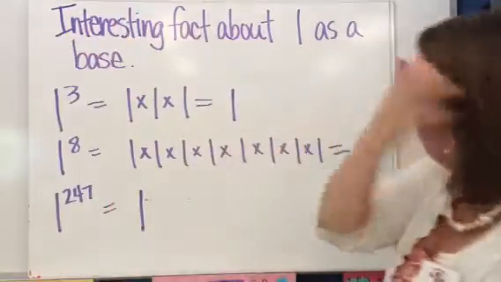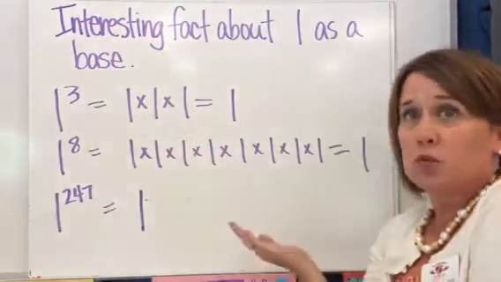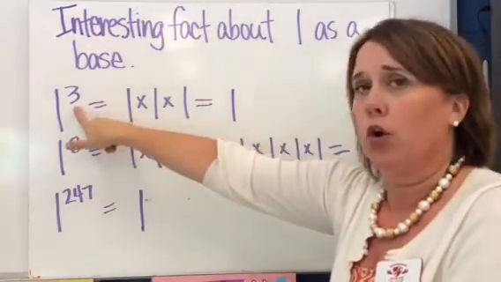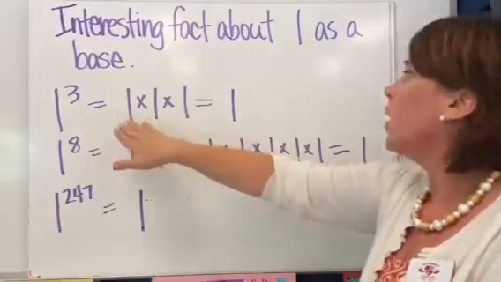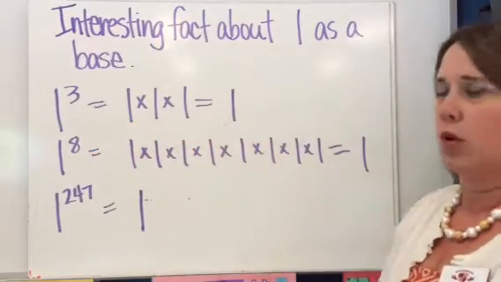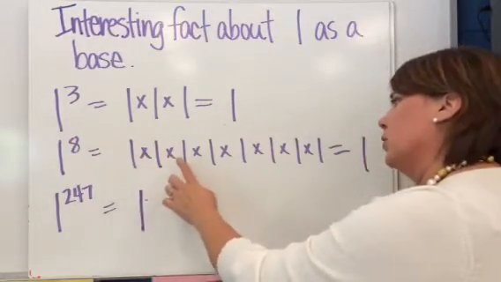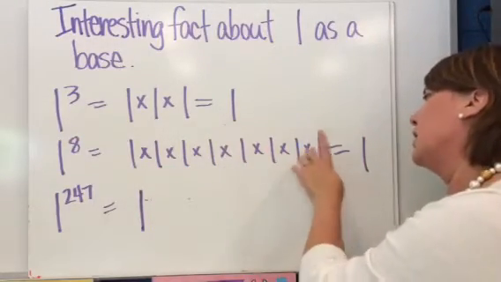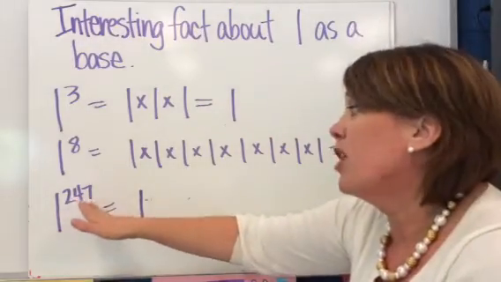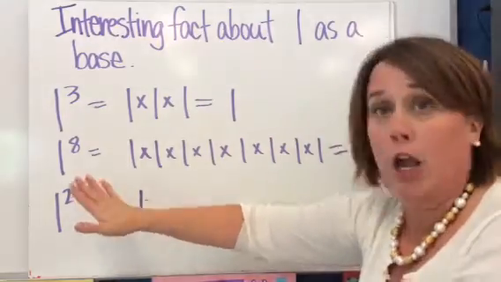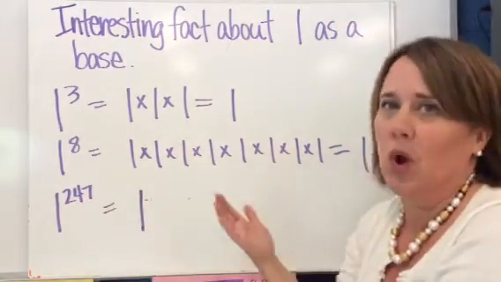An interesting fact about 1 as a base. 1 to any power equals 1. 1 to the third power means 1 times 1 times 1. I can also read that as 1 cubed. 1 times 1 times 1 equals 1. 1 to the 8th power equals 1 times 1 times 1 times 1 times 1 times 1 times 1 times 1, which also equals 1. 1 to the 247th power. I hope you'll excuse that I didn't write that out, but it equals 1.